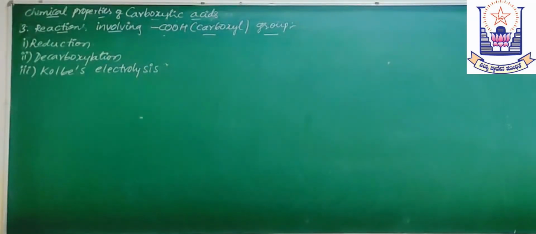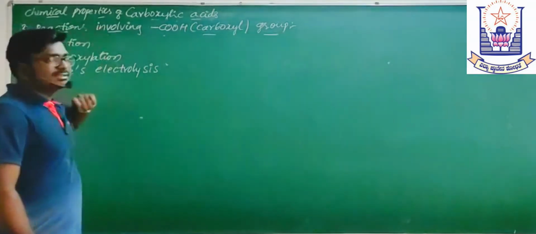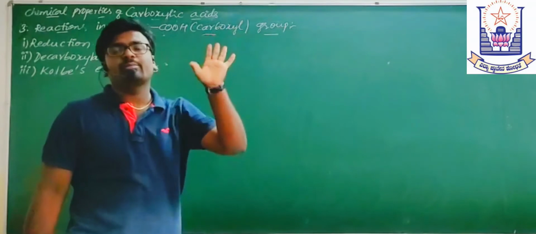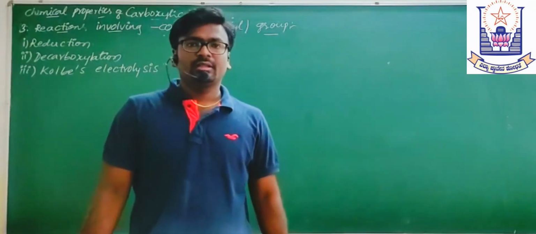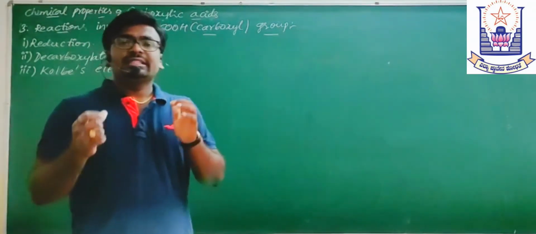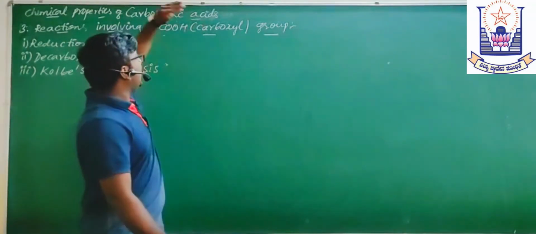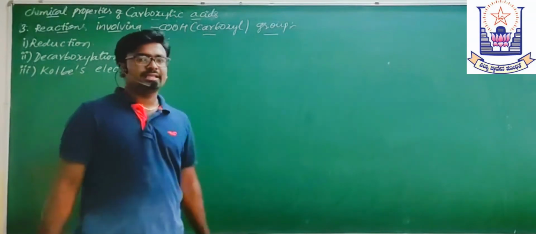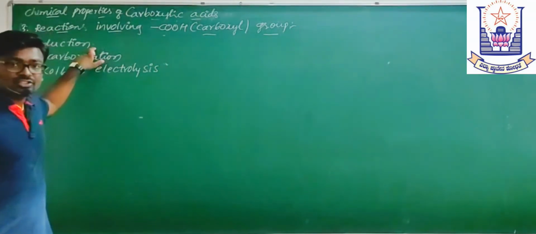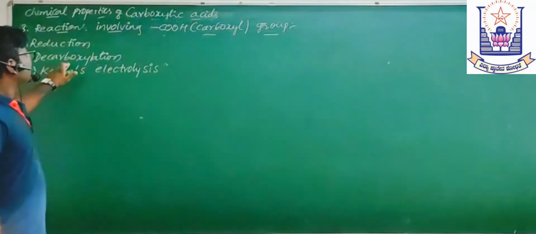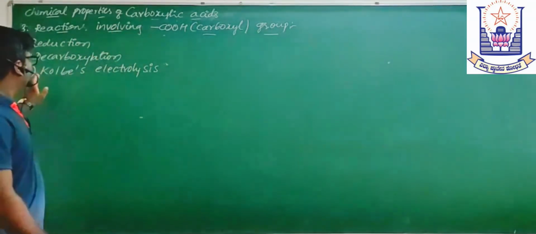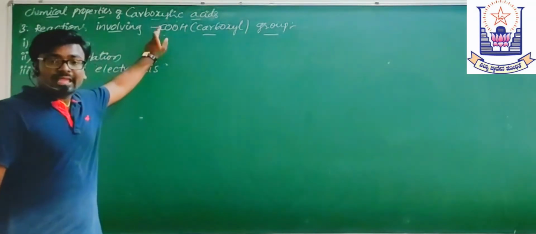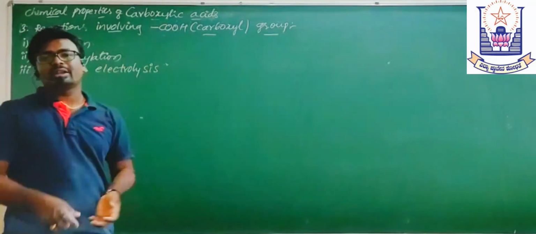Dear students, let us take this topic, reactions involving COOH or the carboxyl group. Here, the reagent is going to act on this carboxyl group. Let us take the examples. The first one is reduction of the carboxyl group, then decarboxylation, and electrolysis of COOH. These three involve the action on the carboxyl group. Let us go one by one.